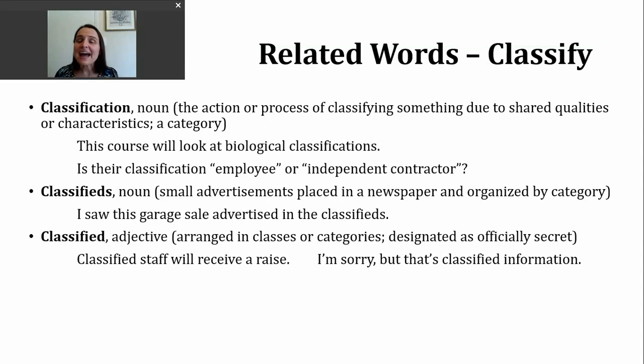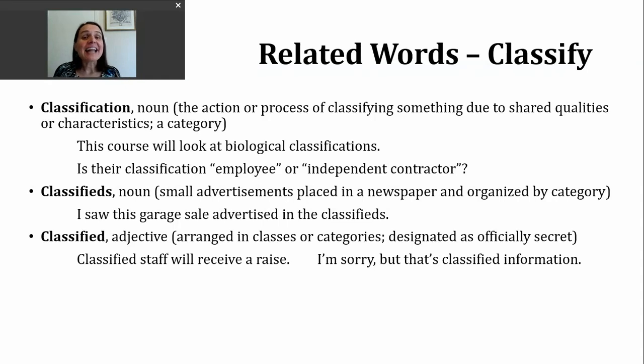You should also note that classified can be an adjective. It can have a couple different meanings. One is referring to something that has been arranged in classes or categories. An example of this: classified staff will receive a raise. So again, kind of looking at a specific group or groups of employees here.